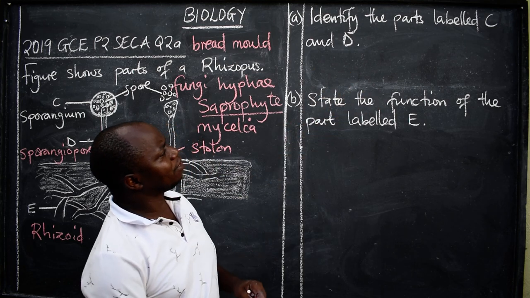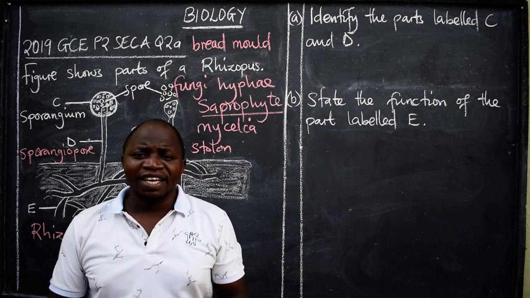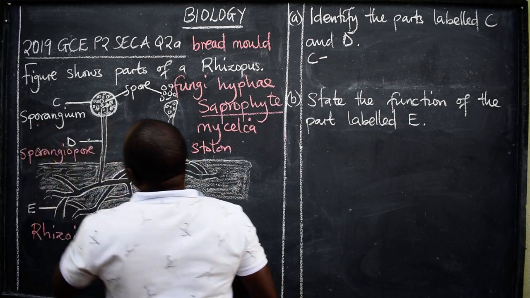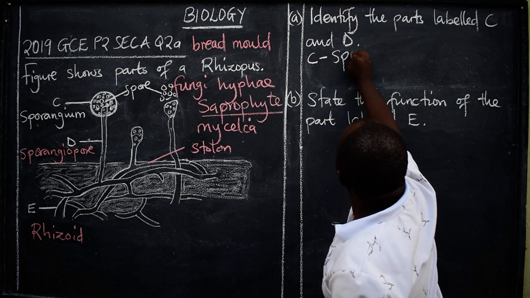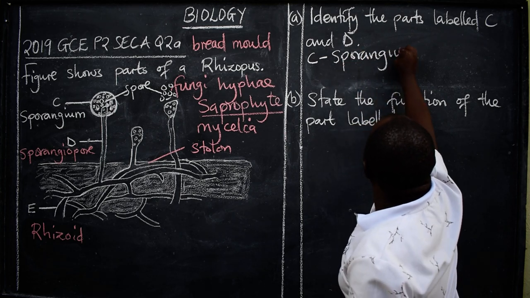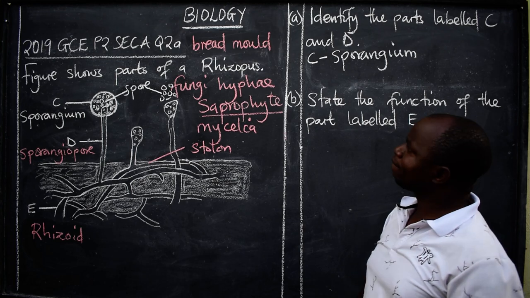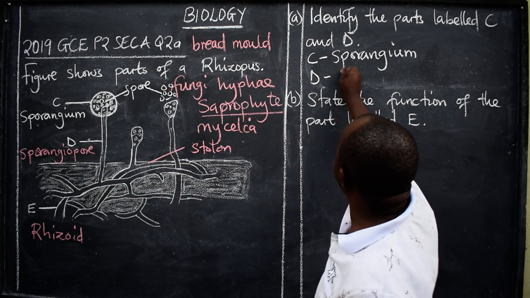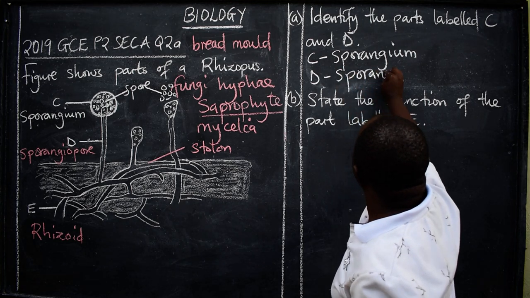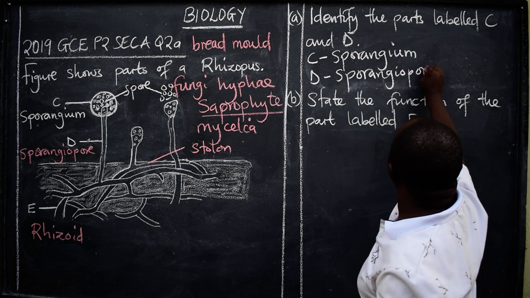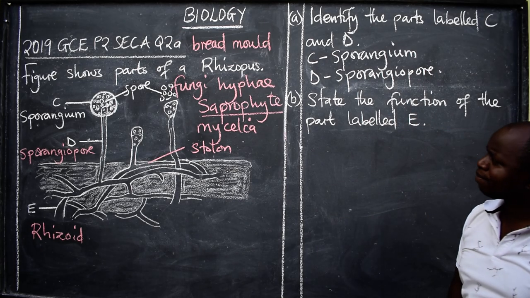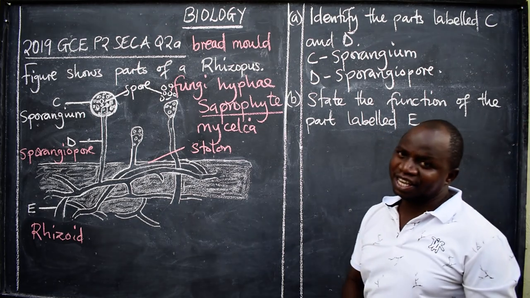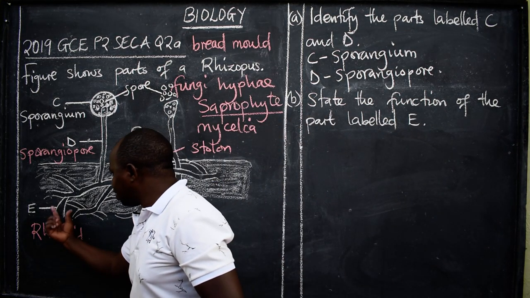Identify the parts labeled C and D. C, we have already talked about that. C is the sporangium. The sporangium, like that. Then when it comes to D, we have that one, which is the sporangial pole. Like that. B, state the function of the part labeled E, which is the rhizoid here.